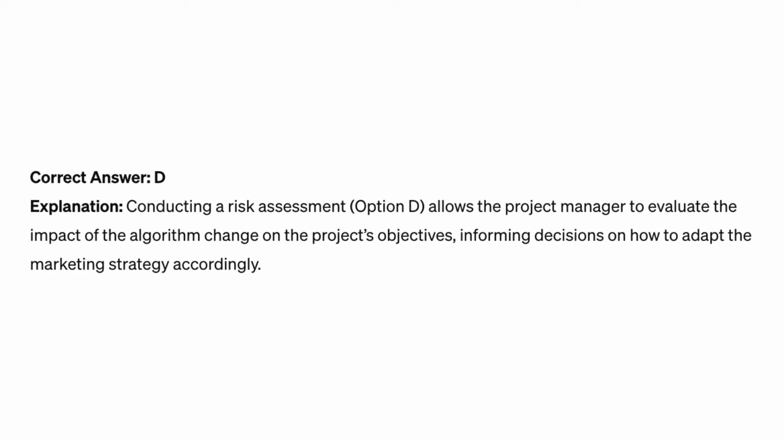Correct answer D. Explanation: Conducting a risk assessment, option D, allows the project manager to evaluate the impact of the algorithm change on the project's objectives, informing decisions on how to adapt the marketing strategy accordingly.